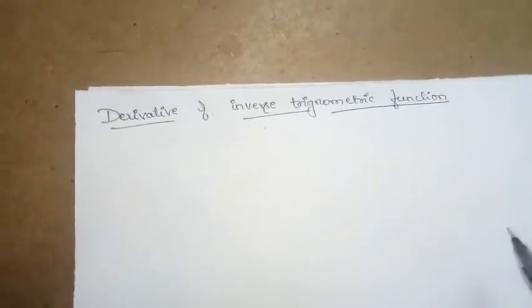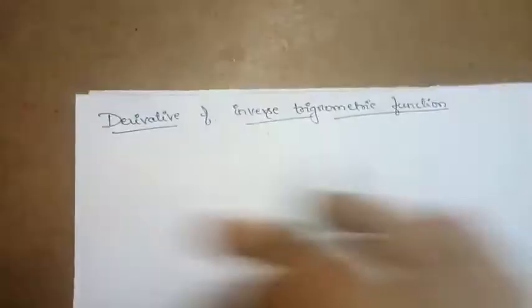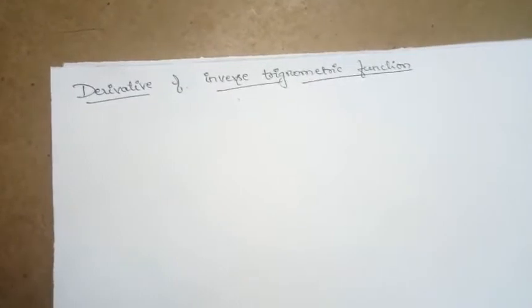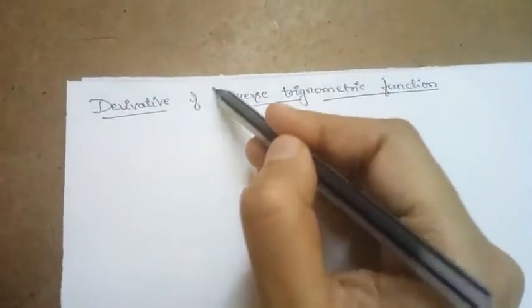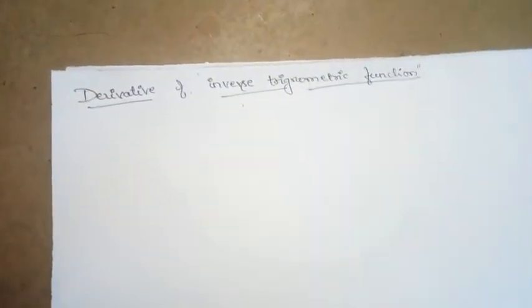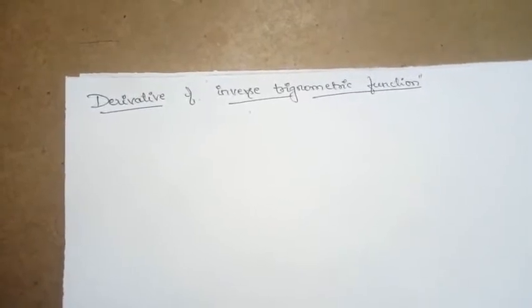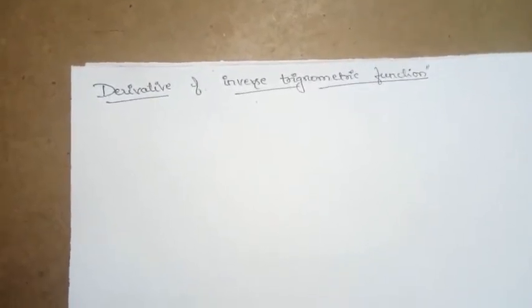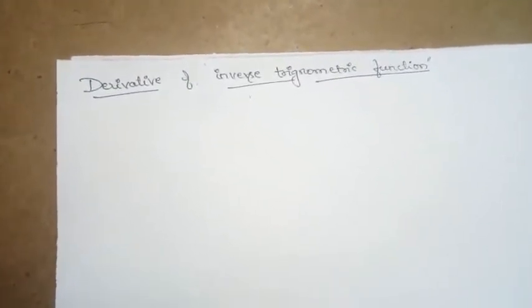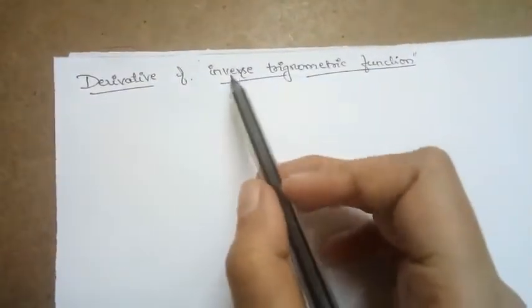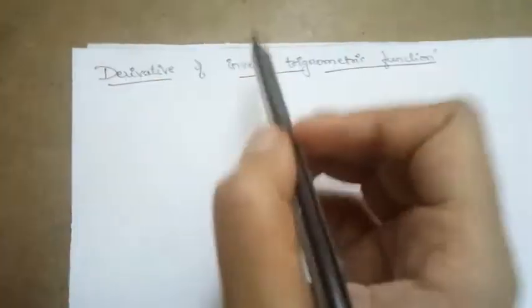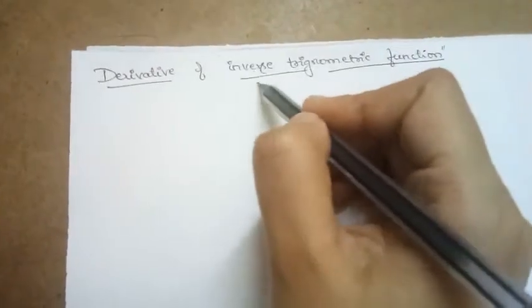After finding the derivative of an implicit function, the next concept is finding the derivatives of inverse trigonometric functions. We already came across the 6 inverse trigonometric functions, which we learnt in chapter 2 regarding inverse trigonometric functions. Now we need to find what the derivatives of those inverse trigonometric functions are.